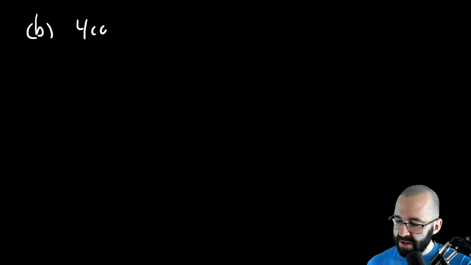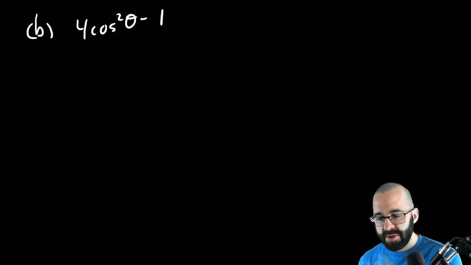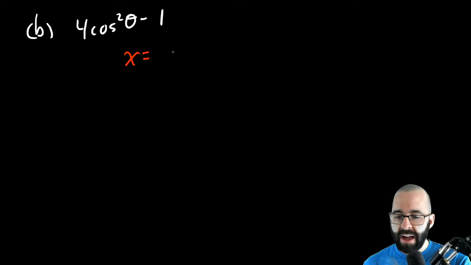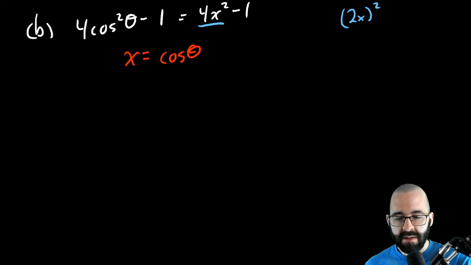Part B is 4 cosine squared of theta minus 1. And again, you can use an optional substitution. You don't have to do this red step, but it can make things easier. This becomes 4x squared minus 1. This is the difference of squares, right? This blue thing is 2x squared. This green thing, right, that's minus 1 squared.